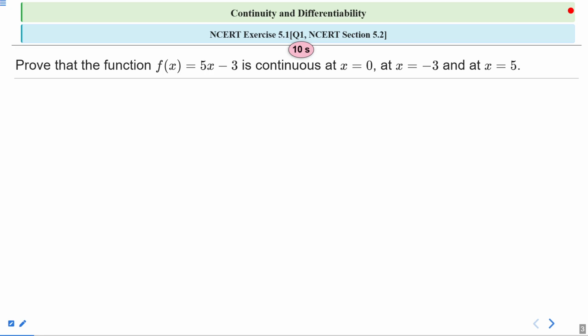So first, what can we do? We will try to draw the graph of the given function 5x - 3. If we can easily draw the graph without lifting up our pen at x = 0, -3 and 5, we can say that the given function is continuous at that point. And if we need to lift up our pen at a particular point, then we can say that the function is discontinuous at that point.